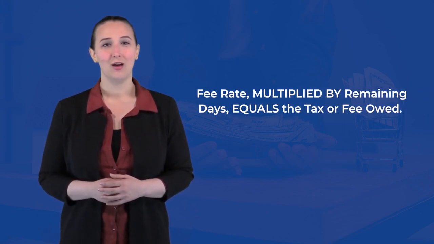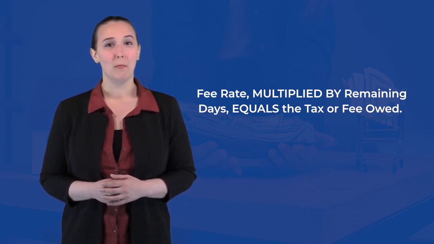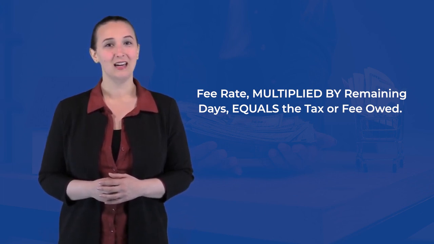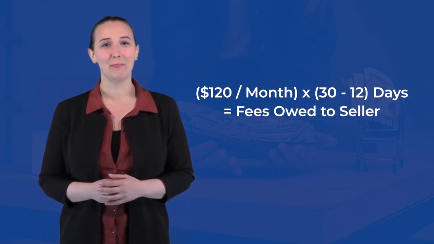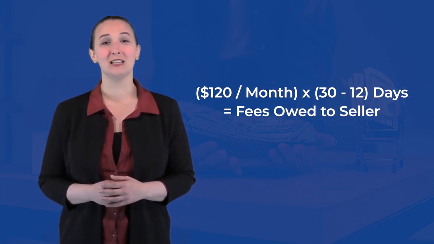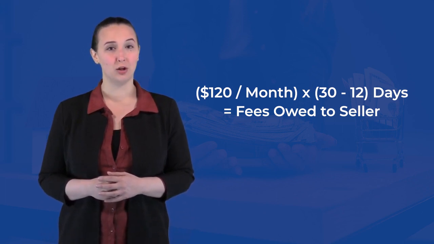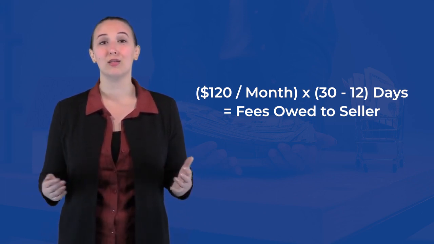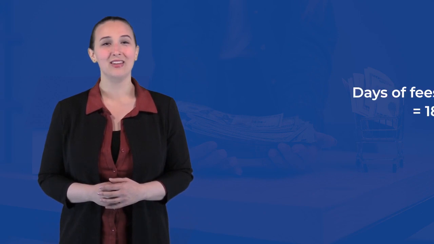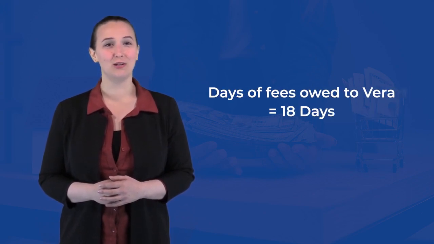Greg, the buyer, owes Vera money for the remaining days in the month since she won't own the property after the 12th. The amount of money that Greg owes Vera is found with this formula. Remember, fee rate multiplied by remaining days equals the tax or fee owed. We can start by determining the remaining days in the month by subtracting the sale date from the total days in the month, in this case, 30. This leaves 18 days of fees owed to Vera.